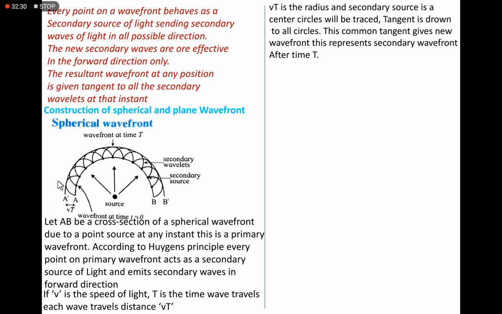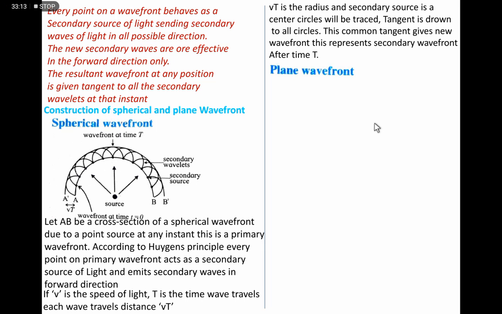So the velocity is v double dash, and the time for which the wave travels is t. Again we'll get a new wavefront. Like that, the light will propagate in the medium. This is how the secondary wavefront will form. So this is an important article, and the question will be: give the construction of a spherical wavefront or give the construction of the plane wavefront. Here the theory for spherical wavefront and plane wavefront is the same, only the diagrams are different.